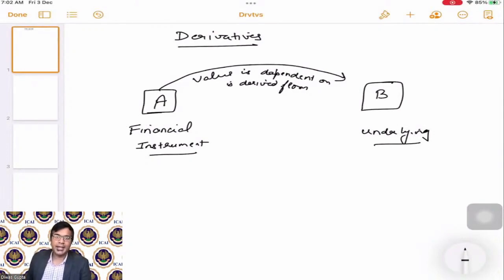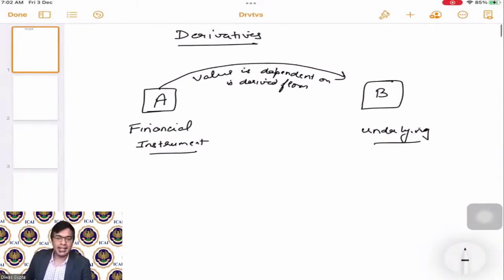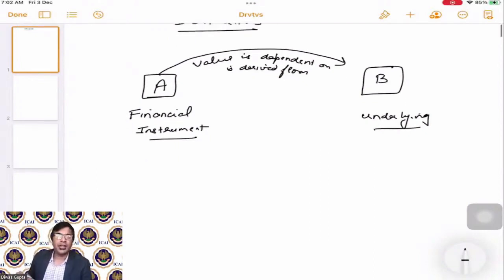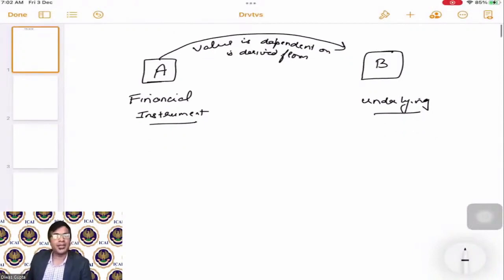Now let's elaborate these terms in detail. In this entire arrangement, A is called a derivative because A is deriving the value from B. A doesn't have its own independent value. Whatever movements are happening in A are governed by the underlying's movements, which is B's movement. Now let us try to figure out the different types of examples.